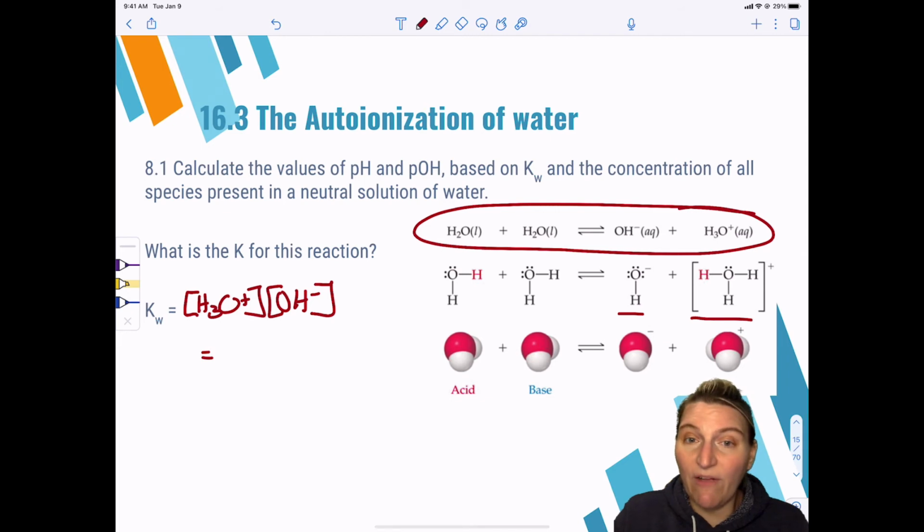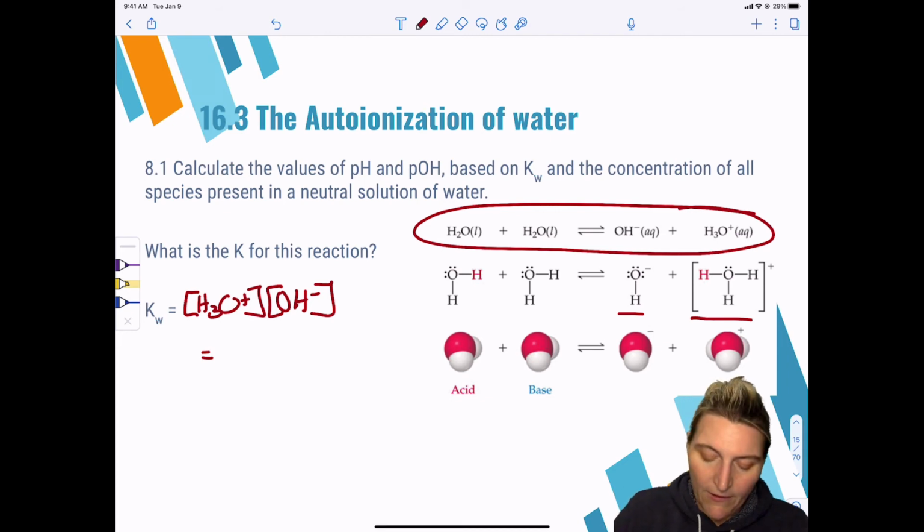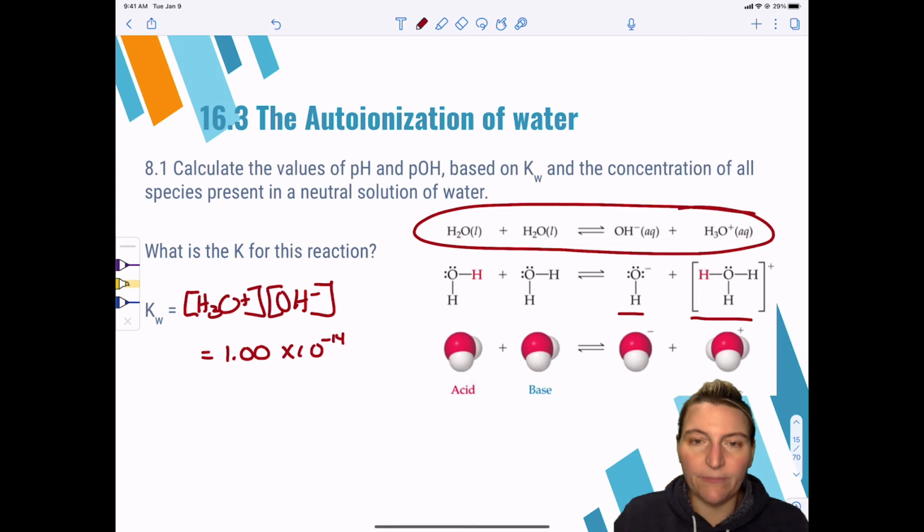And at 25 degrees Celsius, and that is important, it is 1.00 times 10 to negative 14. At other temperatures, that number changes, which means the pH of a neutral solution in, like, your body, which is a different temperature, is different, because this reaction has a different Kw. So when you are involved in biological systems, you have to account for that.